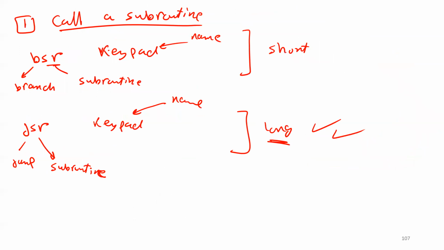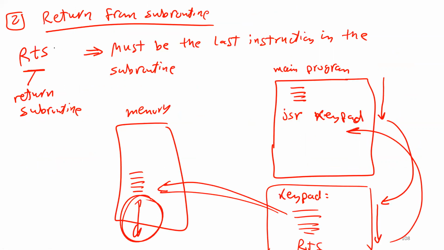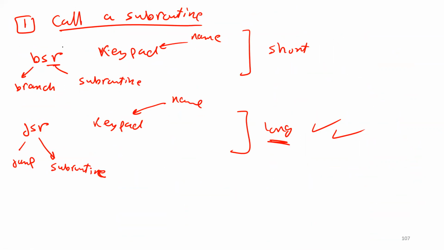Okay, let's start. Number one, in order to call a function, we have two instructions. The first instruction is called BSR, branch subroutine. The other one is called JSR, jump subroutine. After that, you have to put the name of the subroutine. That's it. If you want to call a function, very simple, very easy.